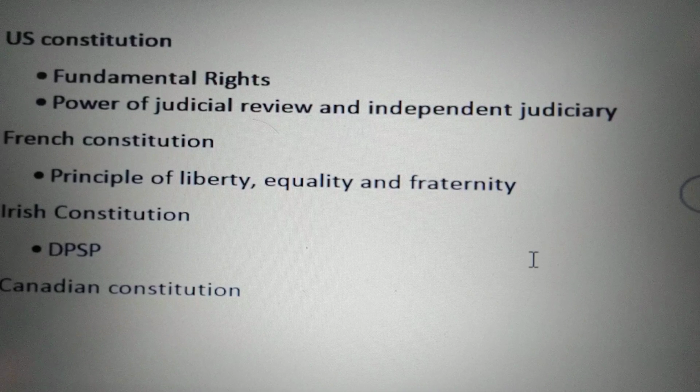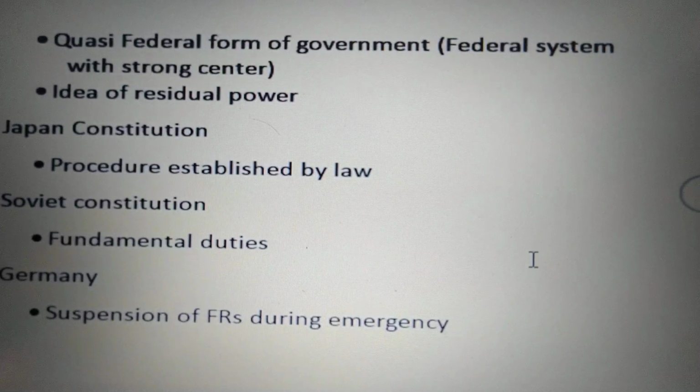From the French Constitution, we adopted the principle of liberty, equality and fraternity. These were the ideas on which the French Revolution was fought, and we adopted them from the French Constitution. Irish Constitution, directive principles of state policy. Canadian Constitution, quasi-federal form of government. Quasi-federal form of government means we have a federal structure but with a strong center. Idea of residual power. Residual power means those subjects which are not included in the list of the central government or in the list of the state government. The central government can make laws on these subjects. This is the idea of residual power which we adopted from the Canadian Constitution.